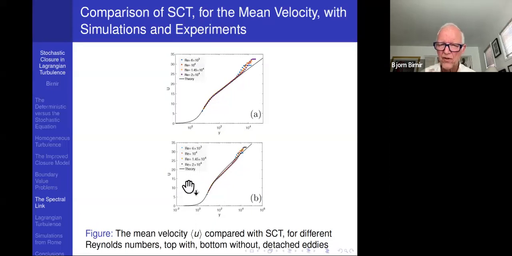colors. But it turns out that to get better results, you also have to include the detached eddies. And their result is on the bottom, and our result is on top. You can see that once we include the detached eddies in the buffer layer, we get a closer fit to the experimental result. So both the attached and the detached eddies contribute to the mean flow.